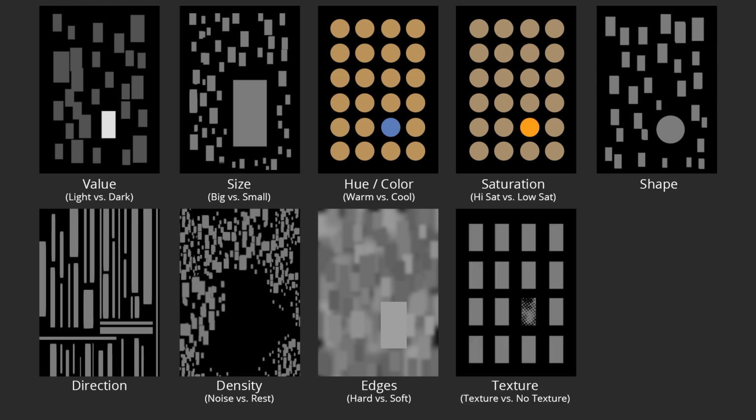Next, we've got texture contrast, which is texture versus no texture. Typically, one area with a lot of fidelity or texture will draw our eye. It's similar to the density noise versus rest one. Then we have contrast in our brush strokes. You can have tighter, more refined brush strokes versus looser, more expressive brush strokes. So let's take a look at some artist examples.